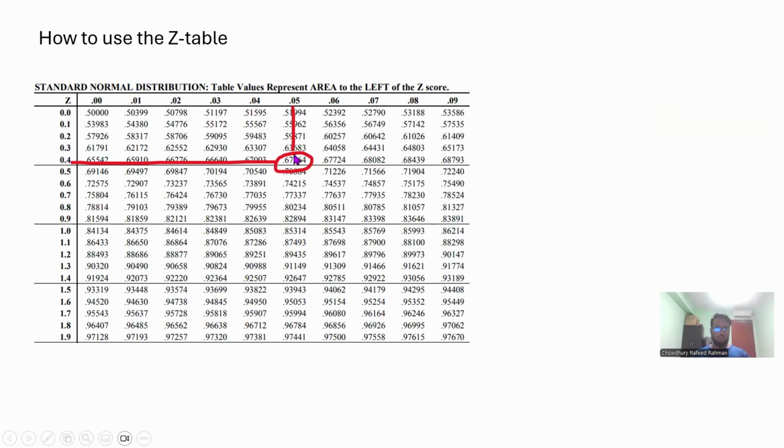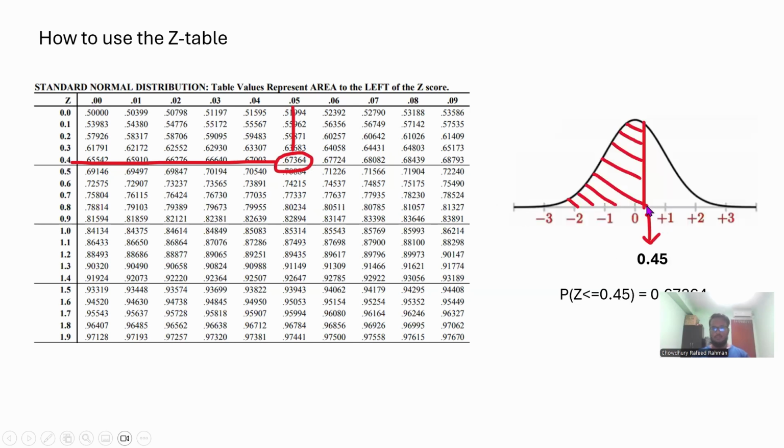Suppose let's look at this particular value right here, which is 0.67364, right? You can see that there are two z values here. One is z equal to 0.4 and the other one is z equal to 0.05. You have to combine these two things. So this is 0.4, 0.41, 0.42, 0.43, 0.44, and this is going to be 0.45. So this is the z score of 0.45, and this is basically the area. This is an area, so I'm going to show you graphically. You can see that this is 0.45, right? And this whole area is actually 0.67364.